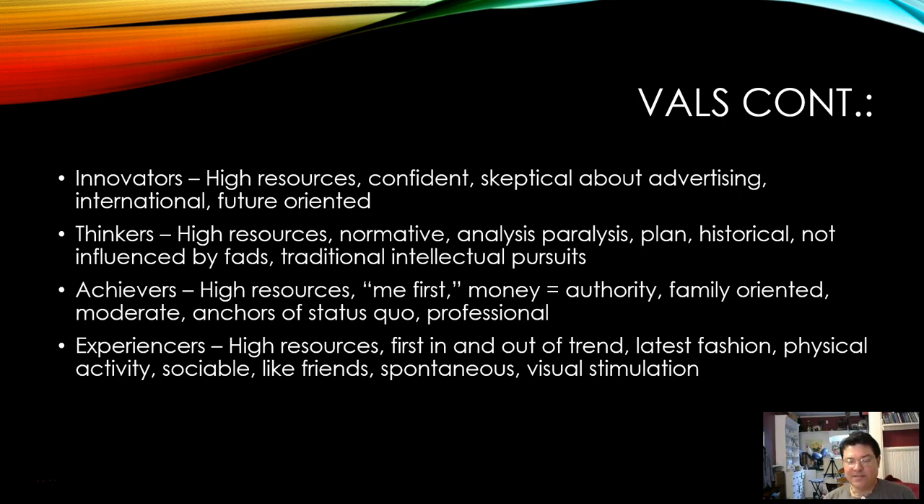So it's not that they wouldn't necessarily go there, but it may not be top of mind. And again, I don't think you're going to find thinkers at a lot of fast food chain restaurants like McDonald's or Burger King. Achievers have high access to resources. They have a tendency to put money first, a me-first attitude, and money equals authority for them. They're family-oriented. They are anchors of the status quo. Many of these people are first-generation professionals, and so they like to show that they have achieved something.